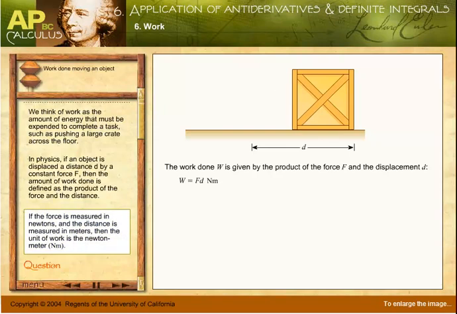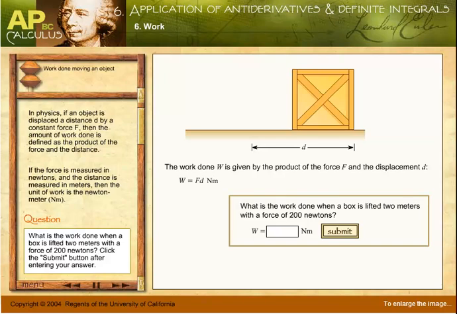If the force is measured in newtons and the distance is measured in meters, then the unit of work is the Newton meter. What is the work done when a box is lifted 2 meters with a force of 200 newtons? Click the Submit button after entering your answer.